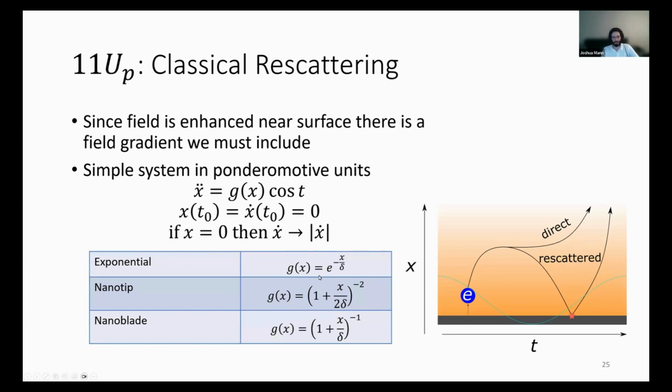And so we have various profiles we're considering. There's this exponential profile, which is a very common surrogate for just studying the system in general, but it also is applicable for plasmonic fields on a flat surface. There's this nanotip profile, which sort of goes like a 1 over r squared. And there's this nanoblade profile, which goes more like 1 over r.